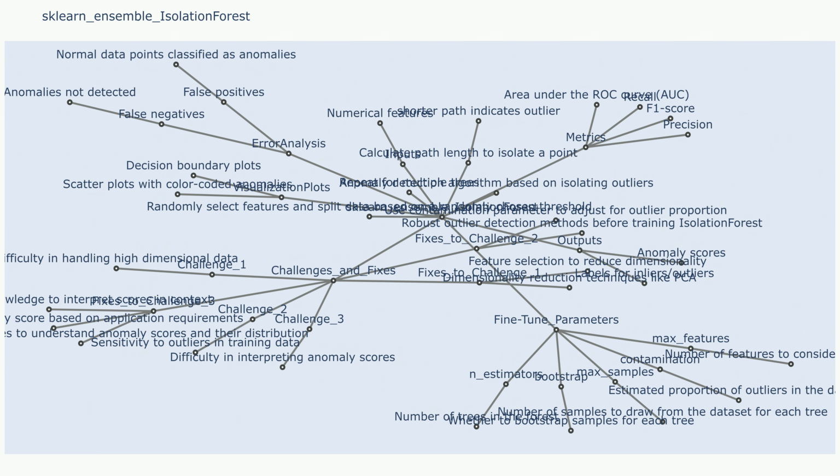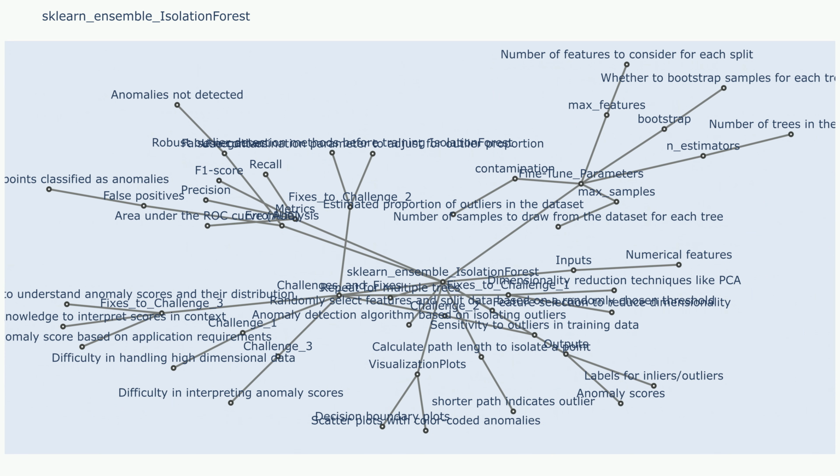Challenge 2. Explain in detail. The isolation forest algorithm can be sensitive to the presence of highly correlated features. These features can lead to an overestimation of the isolation of data points and result in false positives. Sample use case that resulted in challenge 2: a dataset with multiple features measuring similar aspects of a system can lead to highly correlated features.